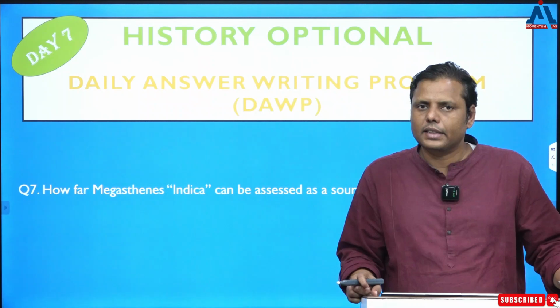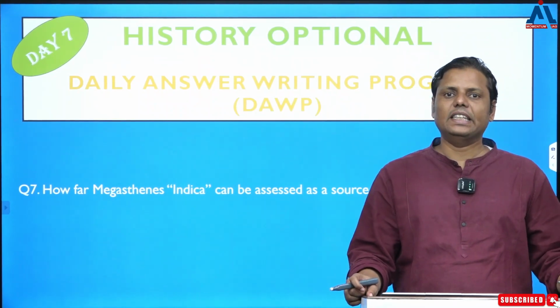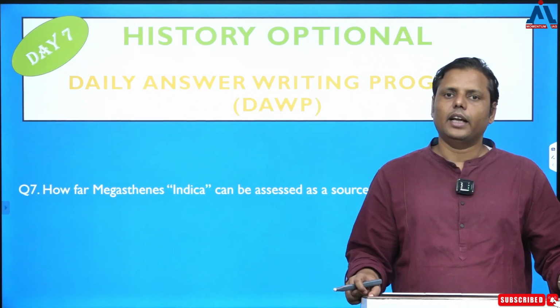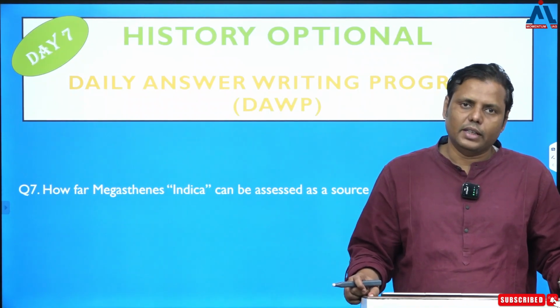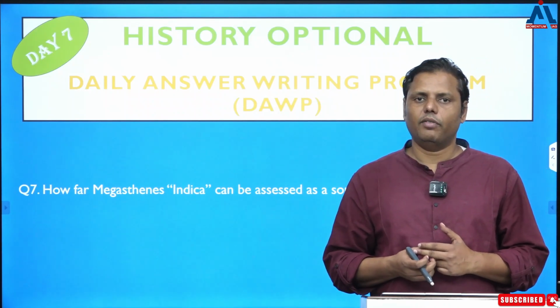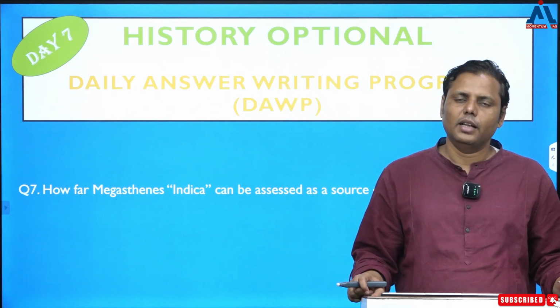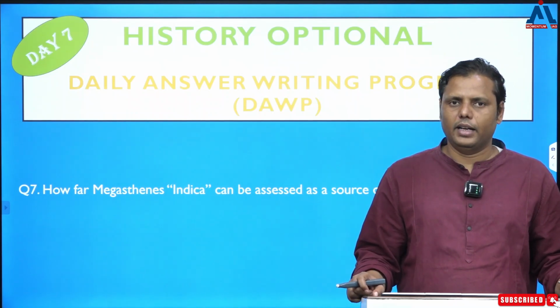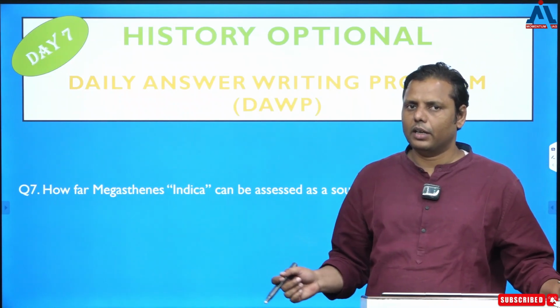When you are discussing the answer of this question, in the introduction you should try to provide some basic details of Megasthenes: that he was sent as an ambassador by Seleucus Nicator to the court of Chandragupta Maurya, and then he stayed in India for 3.5 years, and after returning from India, he compiled his memoir, which is known as Indica, right? That's how you can frame this introduction.